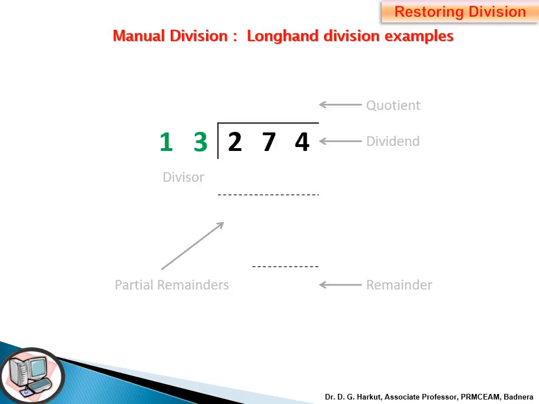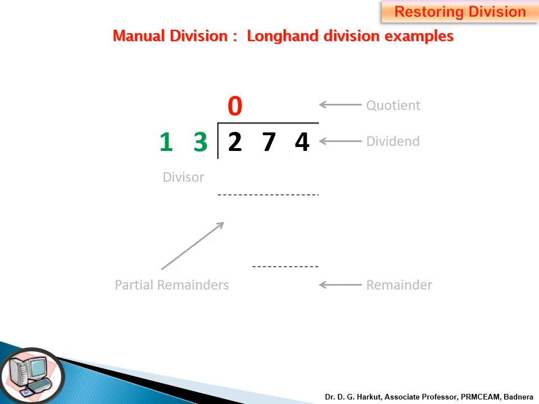Before moving further, first we will see how to perform division of two integer numbers using standard longhand division method. Here, the number 274 needs to be divided by number 13. First, we'll try to divide number 2 by 13. As 2 is not divisible by 13, we need to restore the number 2 by keeping quotient 0.